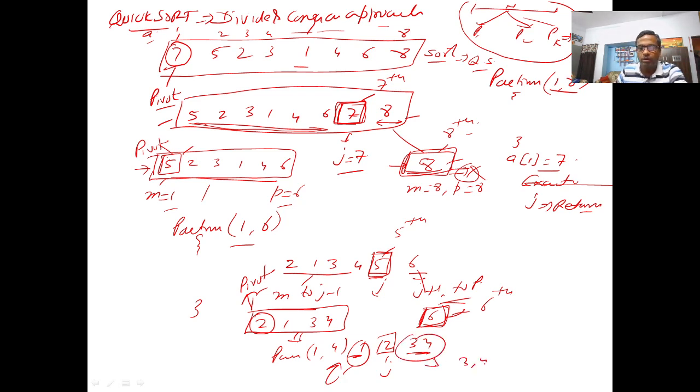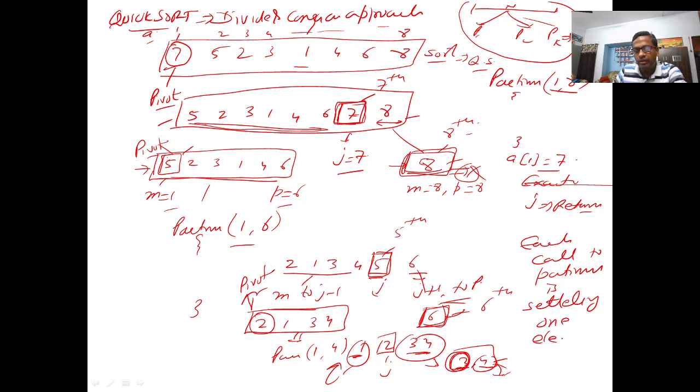So with 3 and 4, again partition will be called. Done. When partition is called, 3 will get settled. Done. Its right list will contain 4. It is also assumed to be settled. Done. So in this way, each call to partition is settling one element at its exact position.